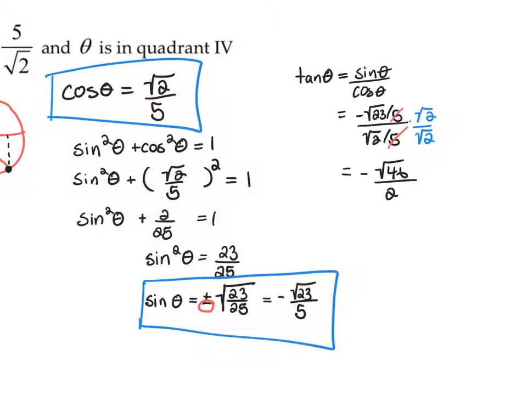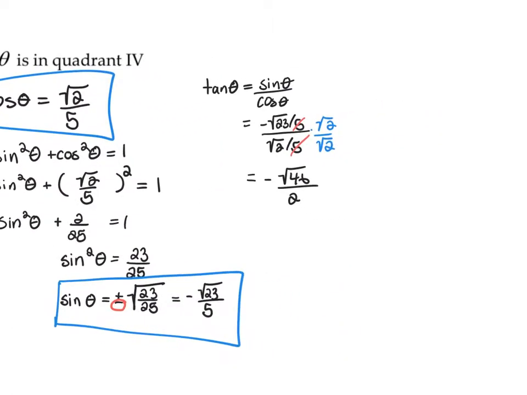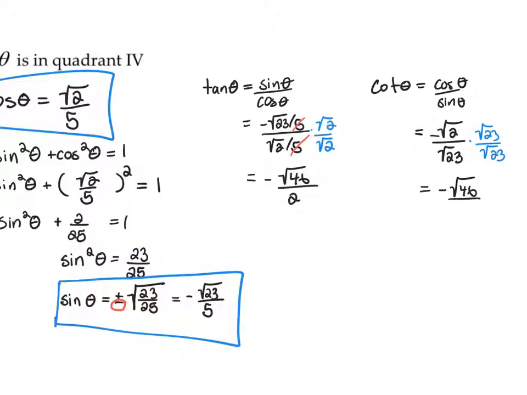I can also get the cotangent by doing cosine over sine. So this would just be the opposite ratio, or you could do the reciprocal of the tangent function, which would have been, prior to rationalizing, negative root 2 over 23, and then we rationalize. So we get negative square root of 46 all over 23.